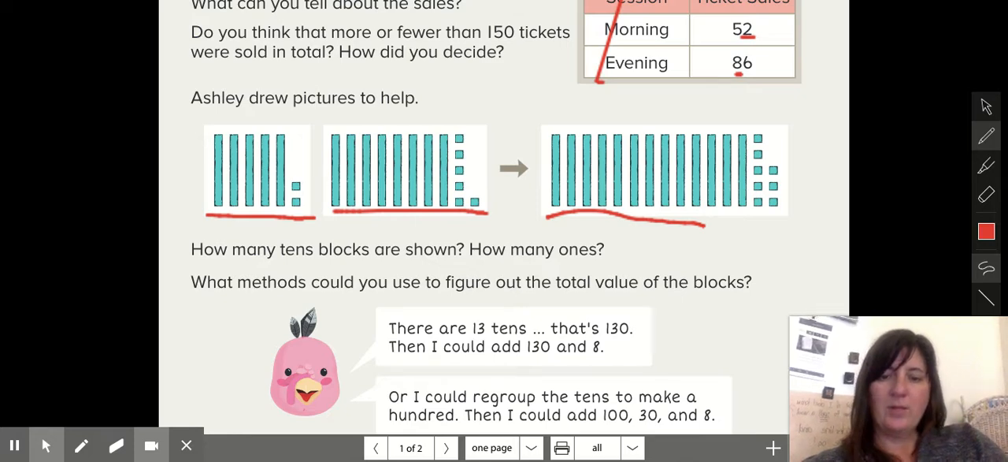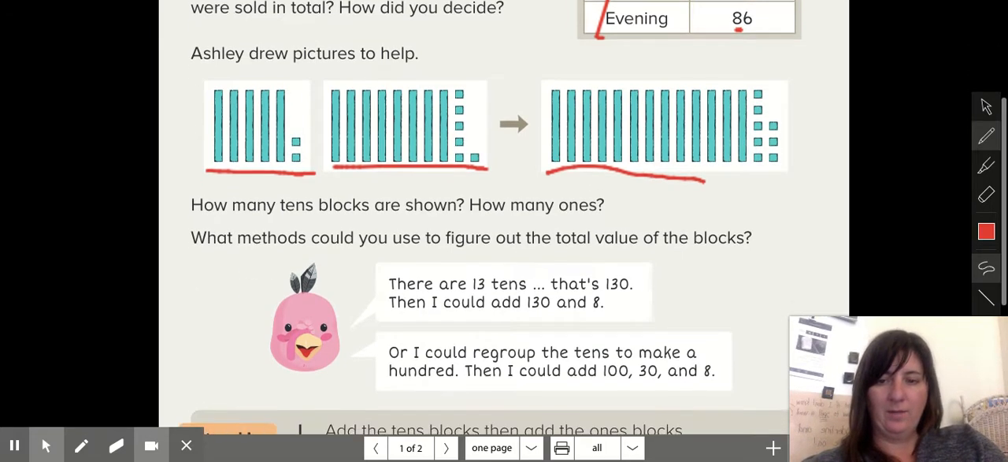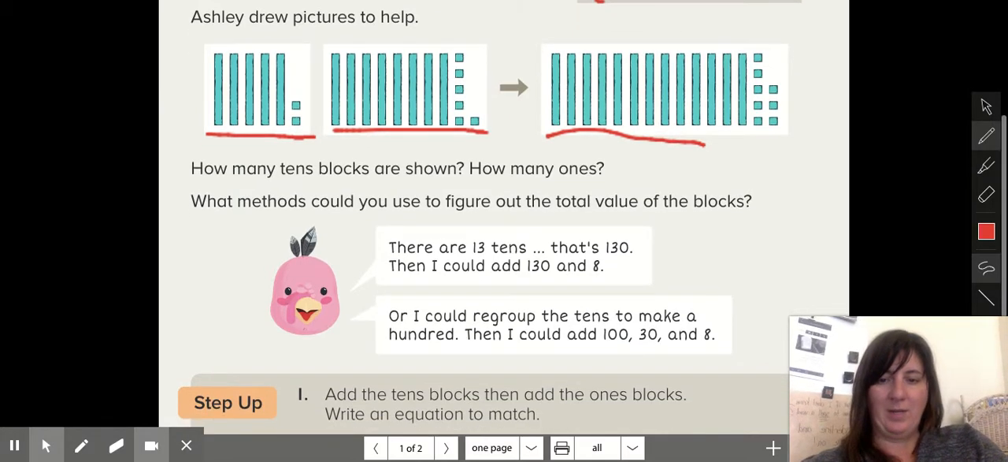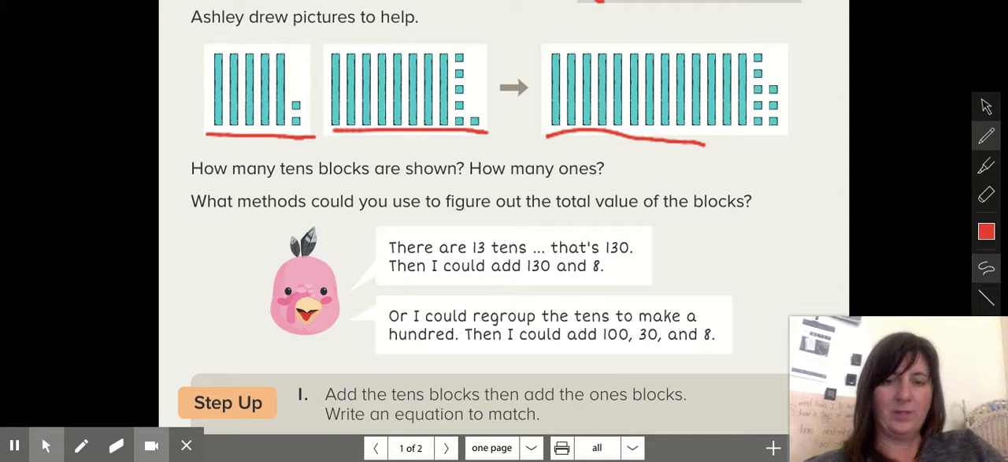So a couple of different ways we could find out the total. We could look at those 13 tens. 13 tens is the same as 130. Then I could add 130 and 8 to get 138. Or I could regroup the tens to make 100. Then I could add 100 plus 30 plus 8. So let's do that regrouping.